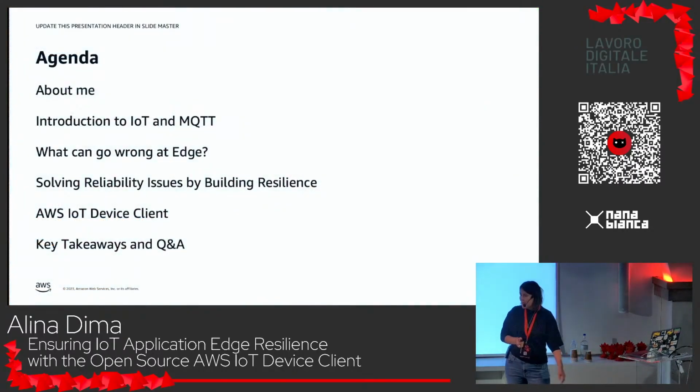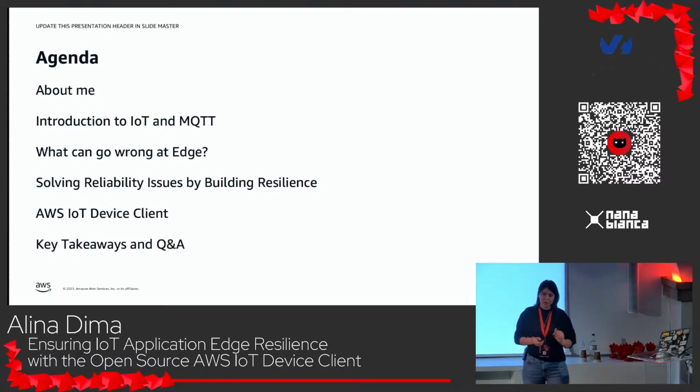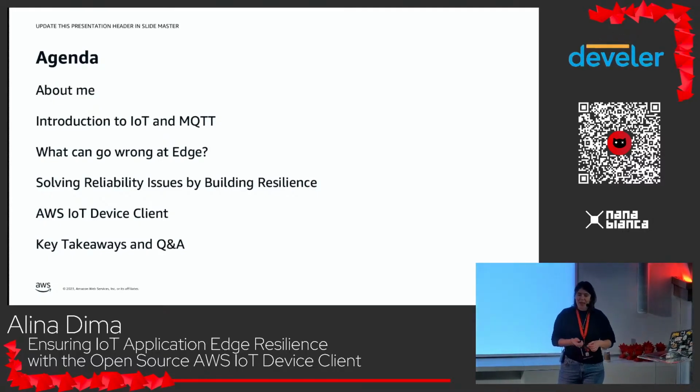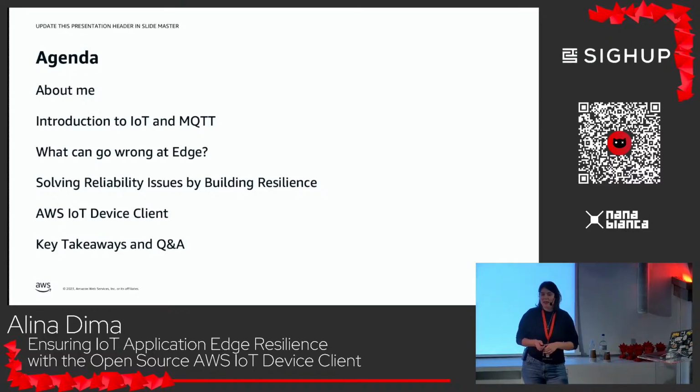My name is Alina Dima. I'm a senior developer advocate in the AWS IoT ecosystem services team. I will tell you a little bit about what our team does in the next slides. But today what I'm going to talk about is IoT and edge resilience.